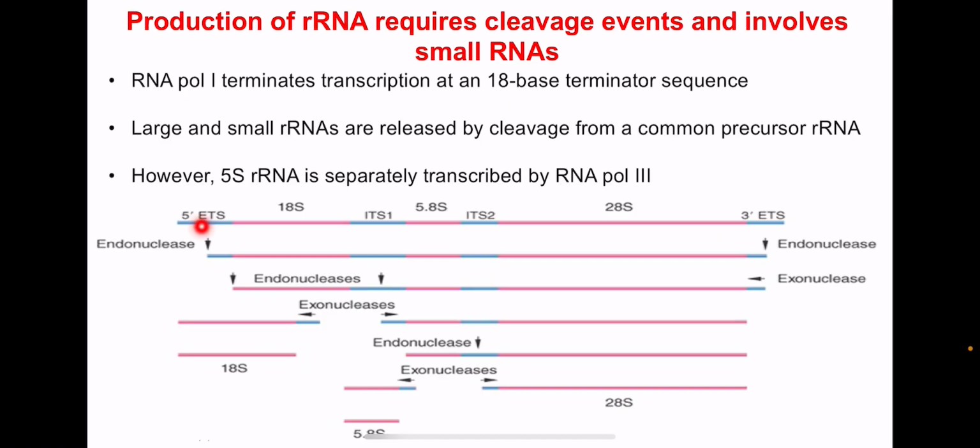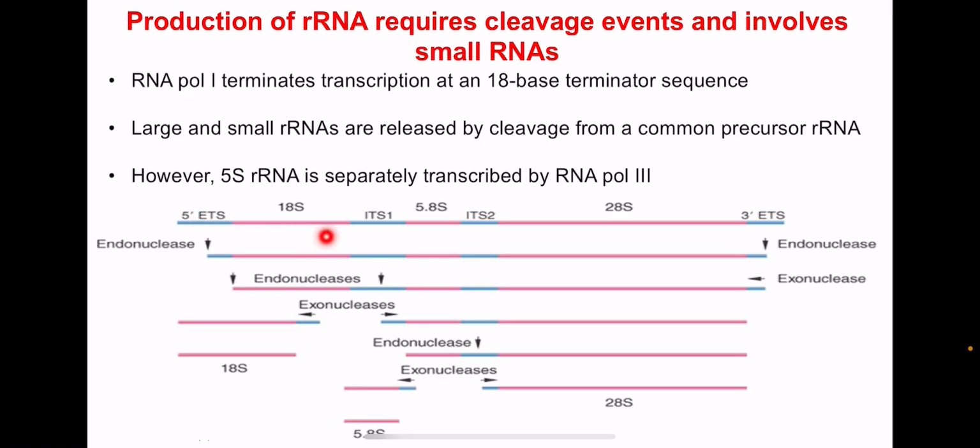If you remember, when we were doing the transcription, the polymerase that took charge of the transcription, you realize the smaller subunit of the rRNA wasn't transcribed by RNA polymerase 1. RNA polymerase 1 will transcribe all the subunits of rRNA except the small one, the 5S. That one was actually taken charge of by RNA polymerase 3. So let's come back to the splicing.